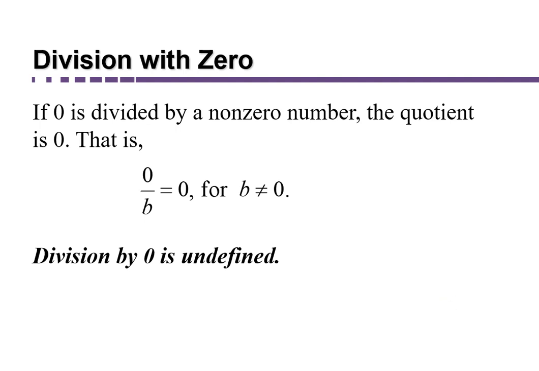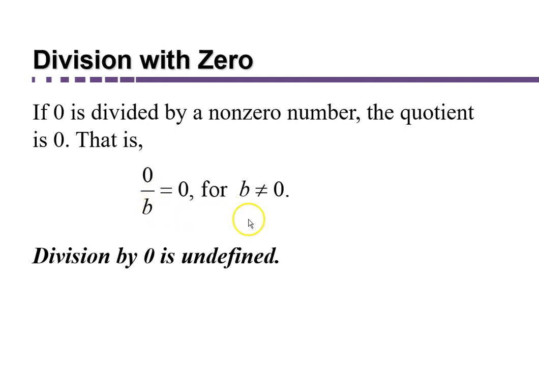Now, new background information, division with 0. In our mathematical system, if we divide 0 by any non-zero number, the result is 0. Because remember, we said b times 0 is 0. And b cannot be 0.